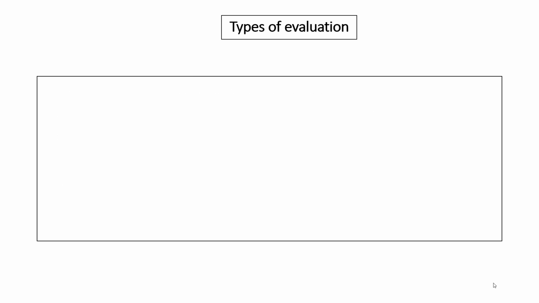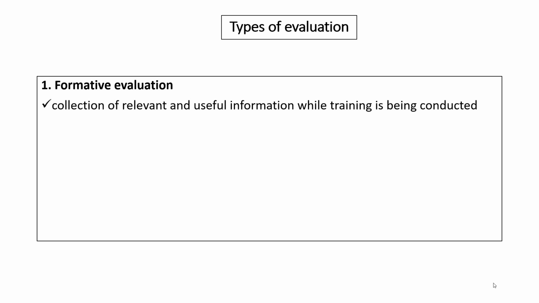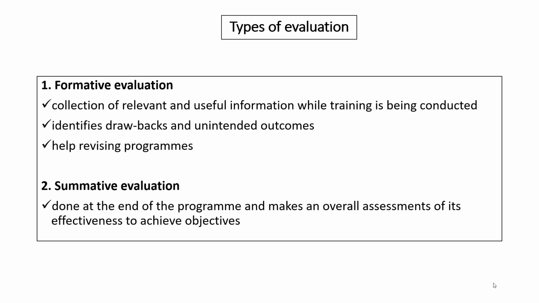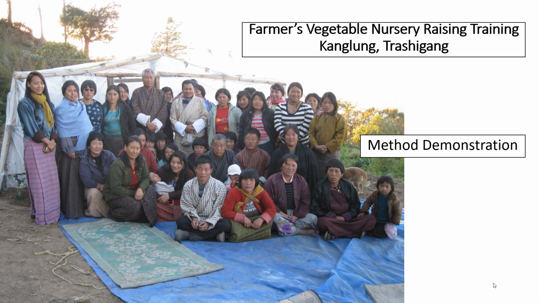There are 2 types of evaluation: formative evaluation and summative evaluation. Formative evaluation is the collection of relevant and useful information while training is being conducted. It identifies drawbacks and unintended outcomes. It helps in revising the programs. Summative evaluation. It is done at the end of the program and makes an overall assessment of its effectiveness to achieve objectives. Now let's look at an example of training conducted by an extension agent.